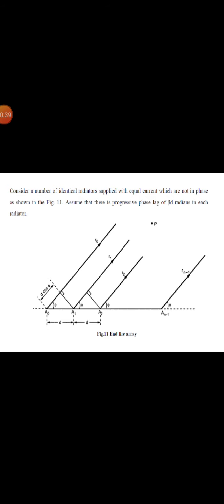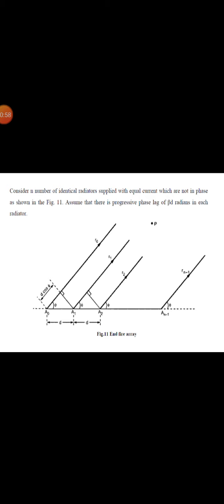Hence, for an endfire array, the phase between sources is retarded progressively by the same amount as the spacing between the sources in radians. Thus, if the spacing is lambda by 4, source 2 should lag source 1 by 90 degrees and source 3 should lag source 2 by 90 degrees.